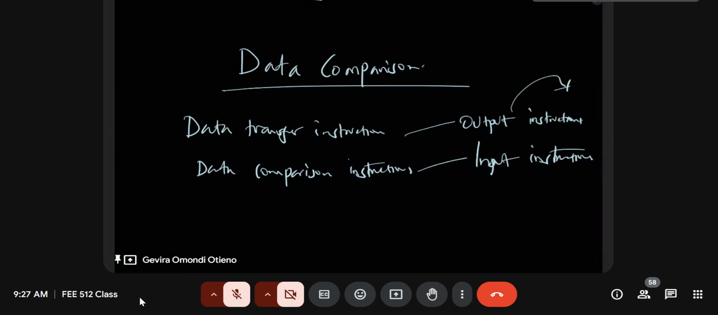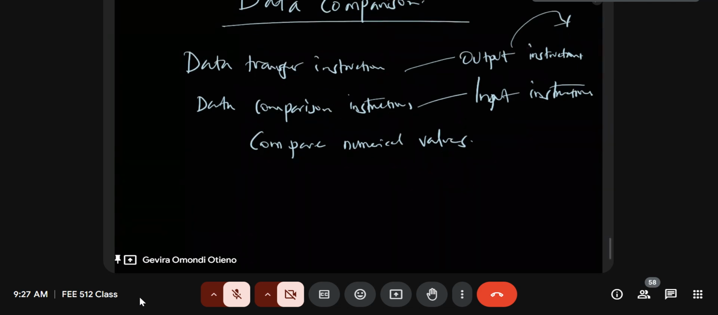Okay? So data compare instructions are used basically to compare numerical values. This is not unique or unfamiliar to you guys. You've done this ever since kindergarten. But what we are doing now is we are comparing data stored in 2 or more registers, and we are making decisions based on the program instructions. So there's a program instruction that exists, but we are comparing data that exists between 2 registers.